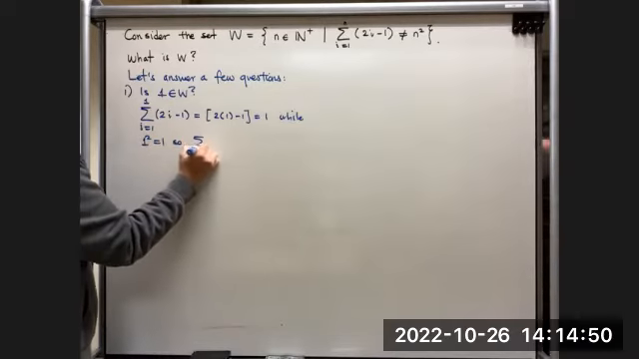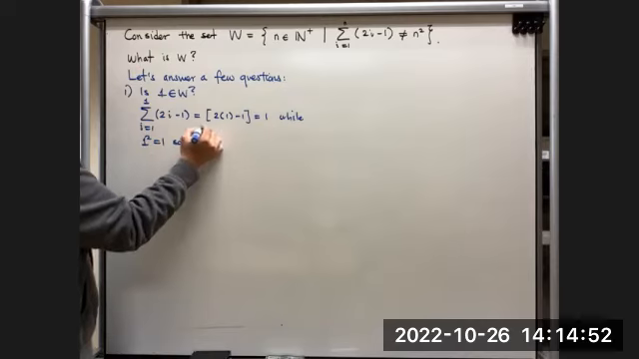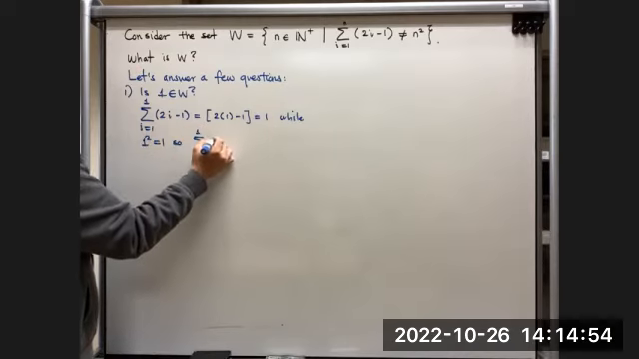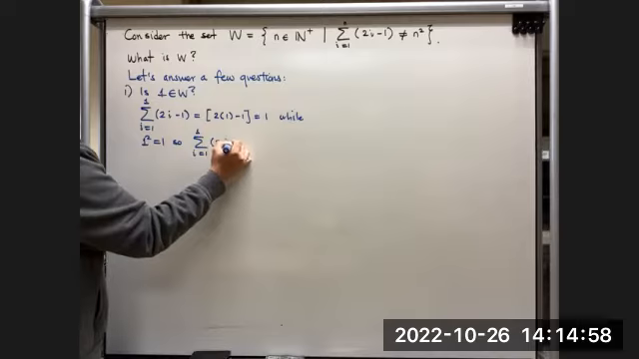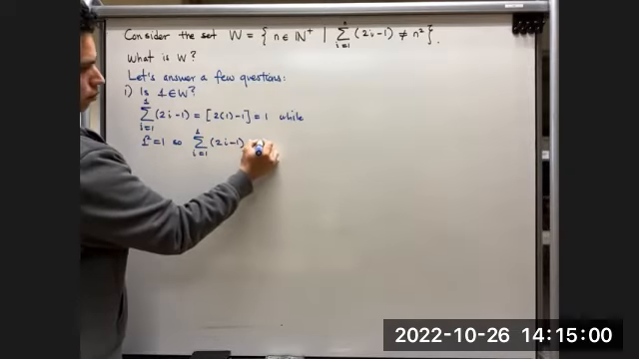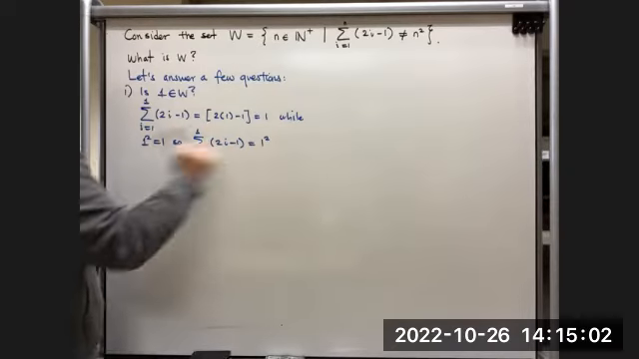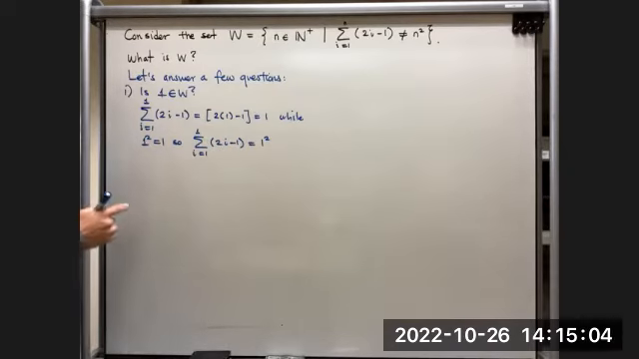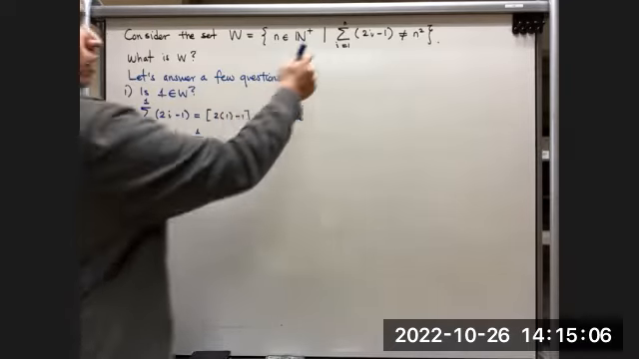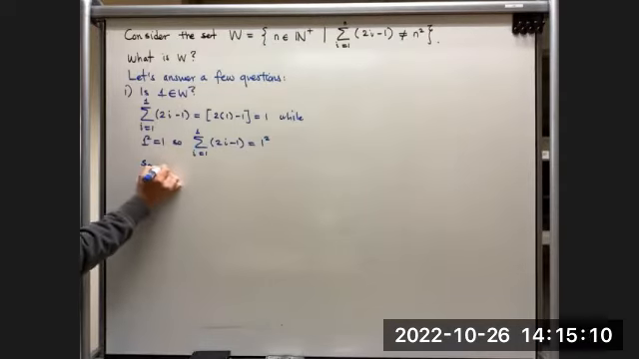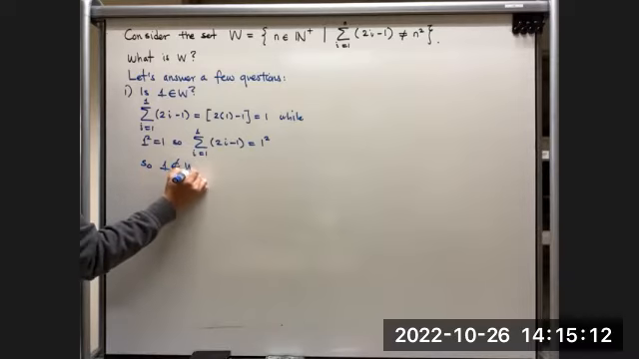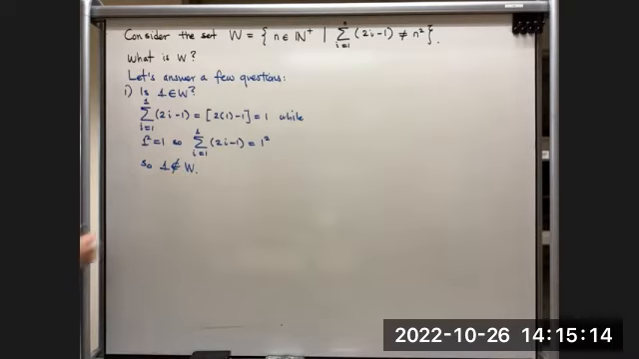So the expression that we have here actually is equal to 1 squared. So what does that mean? That means that this is false. In other words, 1 is not in W.